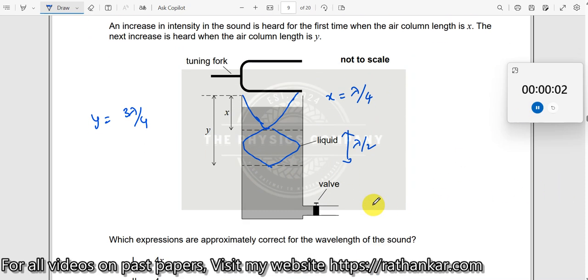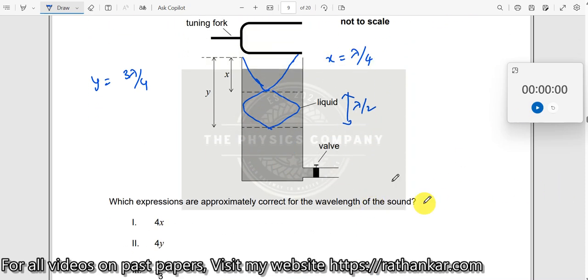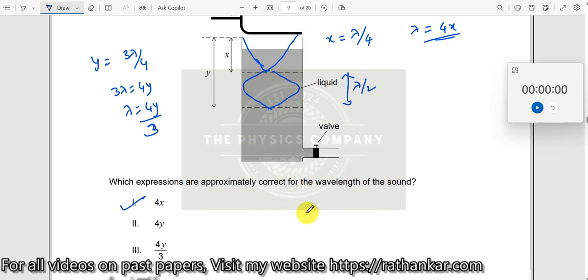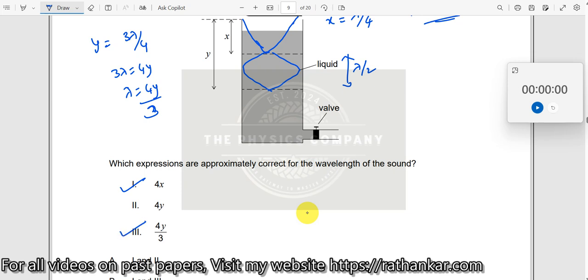Now, which expressions are approximately correct for the wavelength of sound? You can see from here that lambda is equal to 4x. Lambda equal to 4x is correct. And then you have 3 lambda is equal to 4y, so lambda should be equal to 4y by 3. This is also correct. Lambda is equal to 4y by 3. This is also correct. There is nothing tricky in this problem.